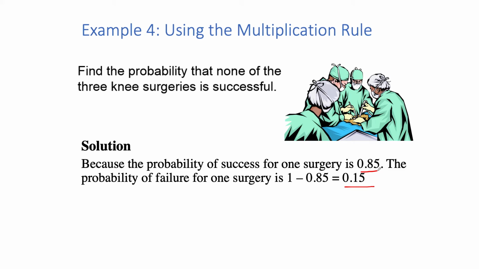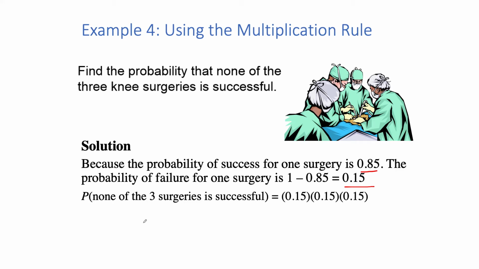So 85% of the time the surgery is successful, which means 15% of the time the surgery is a failure. So the probability that none of the three surgeries is successful is basically asking the question, what is the probability that the first surgery is a failure, and the second surgery is a failure, and the third surgery is a failure? The probability that the first one is a failure is 0.15, times the probability that the second one is a failure is 0.15, times the probability that the third one is a failure is 0.15.